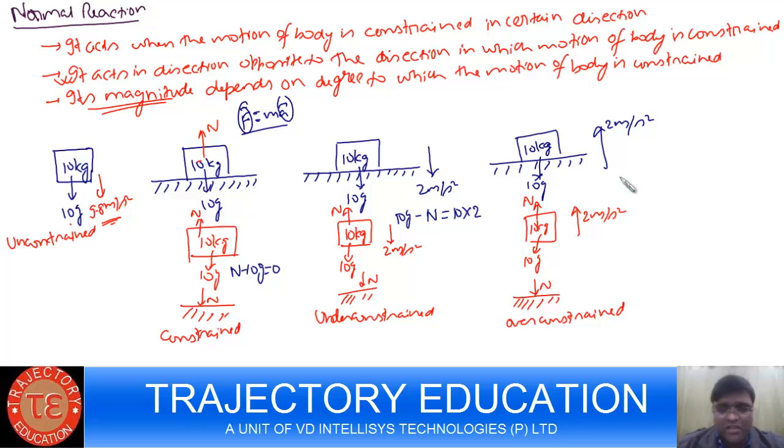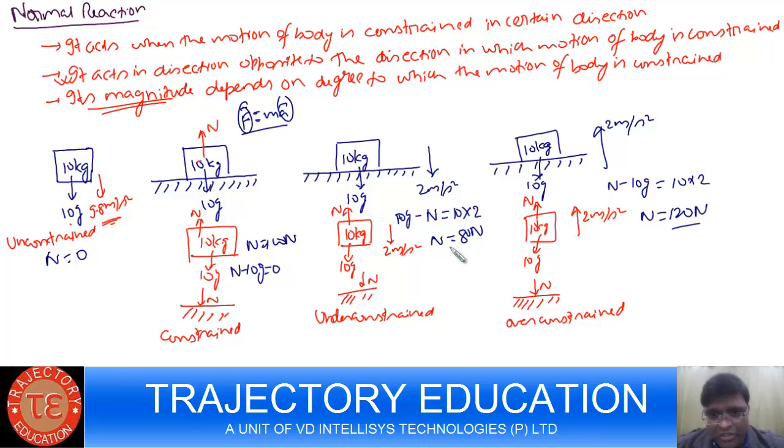Here in this case, the acceleration lies in upward direction. So net force should also lie in upward direction. So net force in upward direction is N minus 10g equals 10 into 2. Here in this case N is 0. Here N is 100 Newton. Here N will be say 80 Newton if g is 10. And here N will be 120 Newton. See the values. It's 0. Why? Because it is unconstrained. It's 100 Newton. It is less constrained, so the normal reaction has gone down. It's over constrained, so normal reaction is more than this. So it is highest over constraint. The constraint is higher over here.